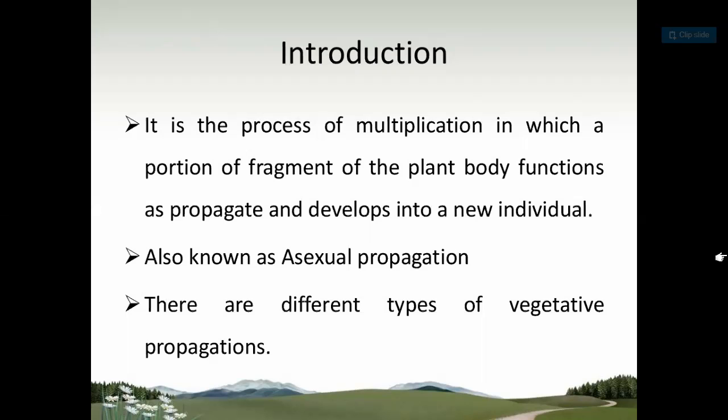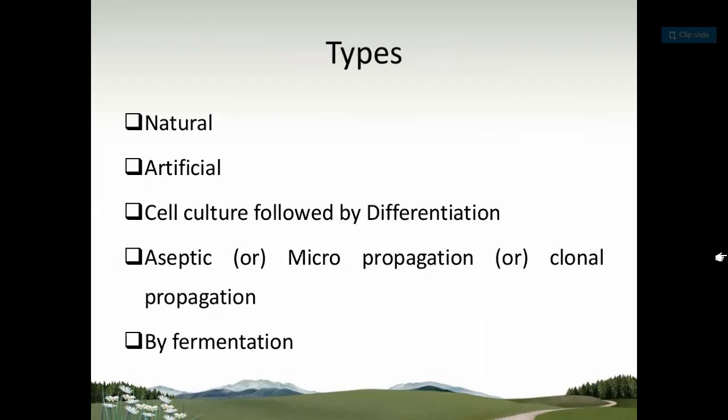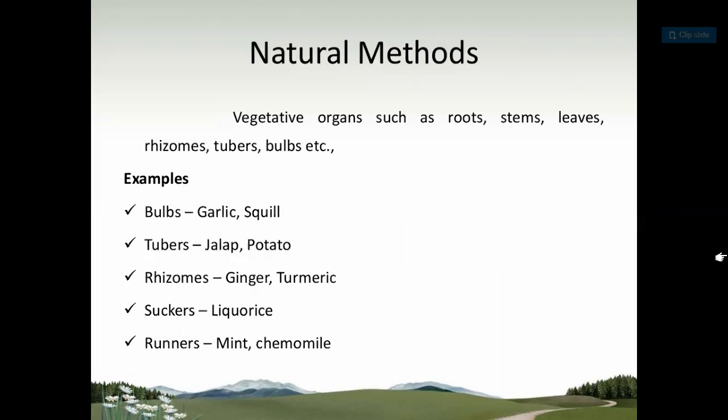So seed propagation we discussed in the last class, like the broadcasting method, dibbling method, and the nursery beds method. Right. So here there are different types of vegetative propagation. The types are natural, artificial, cell culture followed by differentiation, aseptic or micropropagation, which is also known as clonal propagation, and by fermentation with the help of different types of microorganisms. Right. So let us discuss the first one, natural methods.